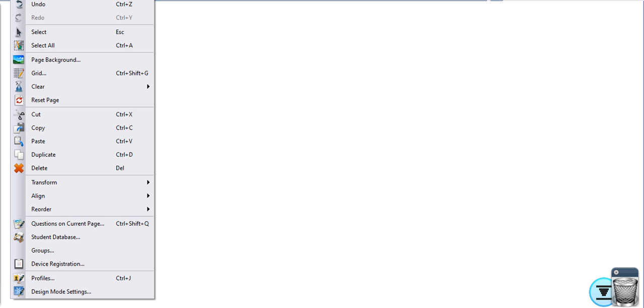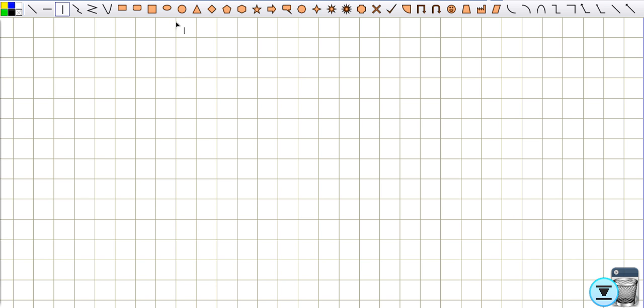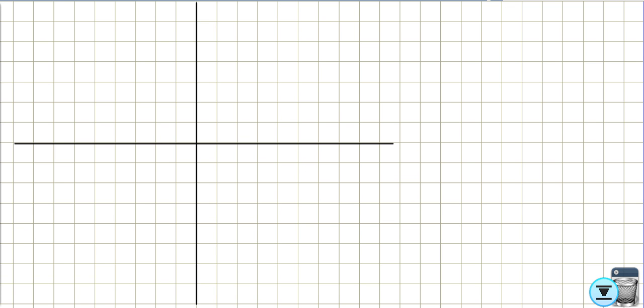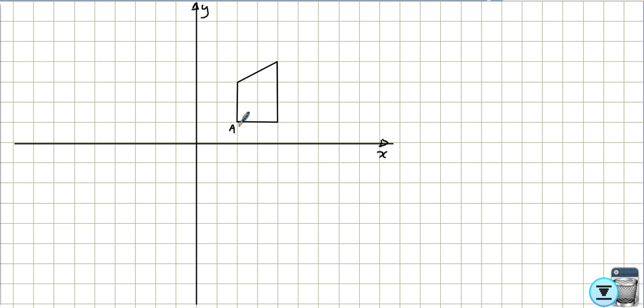Alright, so y-axis and x-axis. I have a shape. I'm going to draw the shape. This is my shape, ABCD. And I'm going to reflect ABCD in the following reflections.